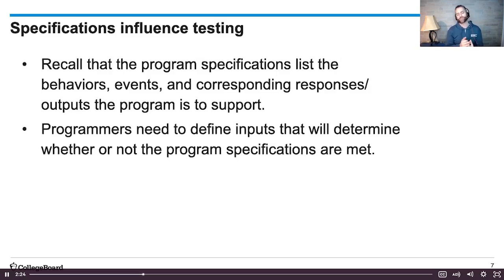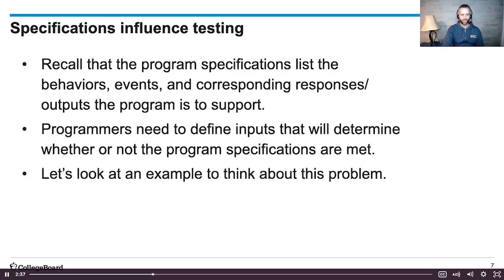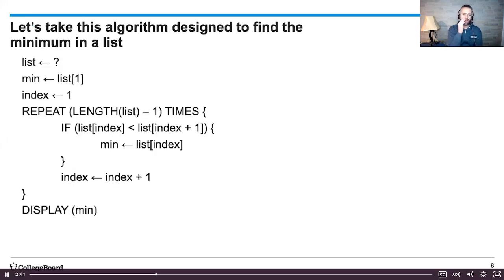So when you start programming something, you say, okay, I want it to do this when this happens, and I want it to do this when this happens, and I want it to do this when this happens. And so then you need to be able to test accordingly. So let's look at an example to think about this problem. All right, so let's take this algorithm. It's designed to find the minimum number in a list.